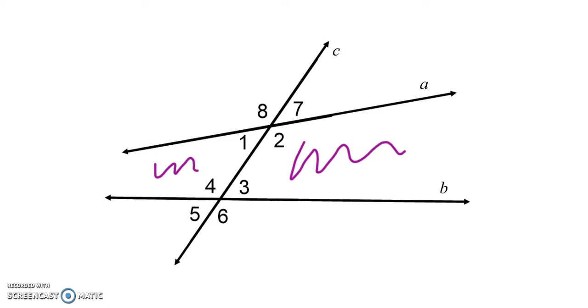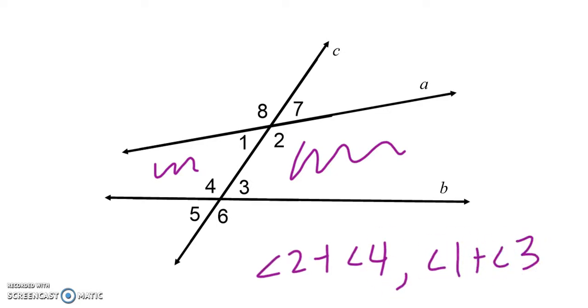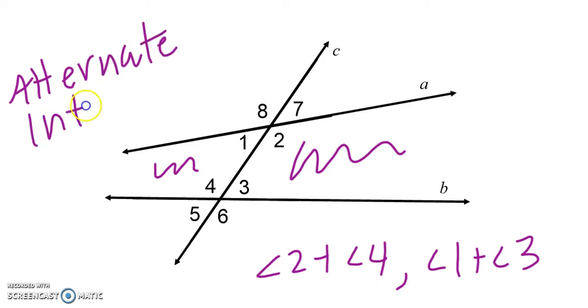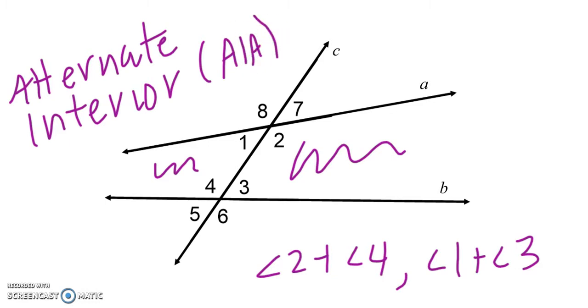So we are literally talking about angle 2 and angle 4, and angle 1 and angle 3, and the name for these angles is alternate interior angles. So on the blank, you're going to put alternate interior angles. Another abbreviation for that is AIA. An example of those are 2 and 4, 1 and 3.